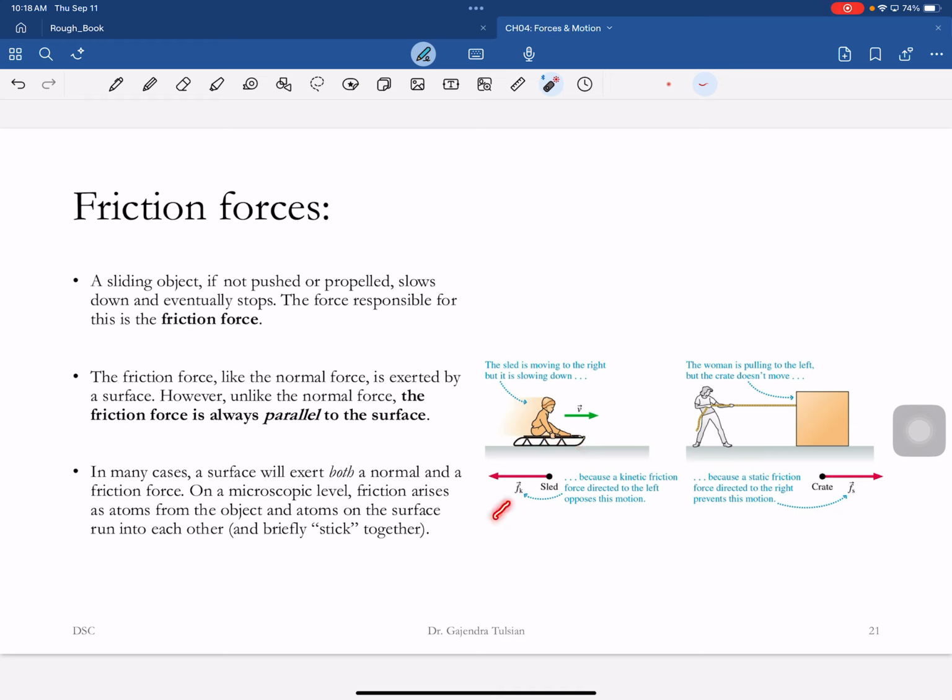Friction forces are denoted by small f, they're a force. And it's kinetic friction force when the object is moving. And there's another force called a static friction force. Let's see where this arises.